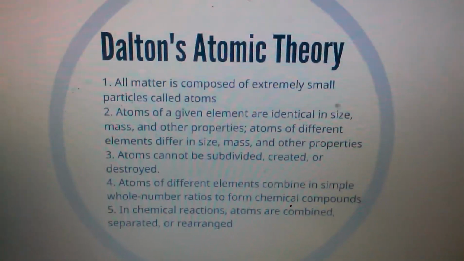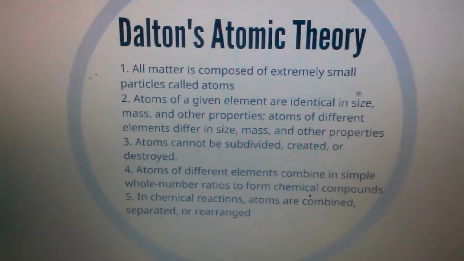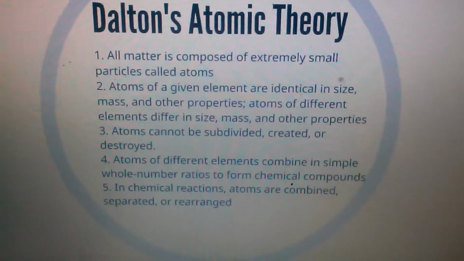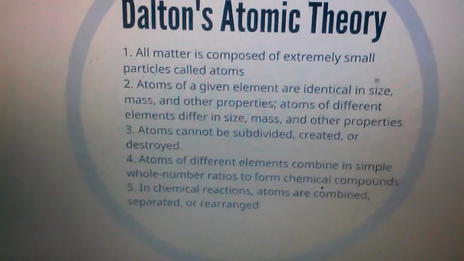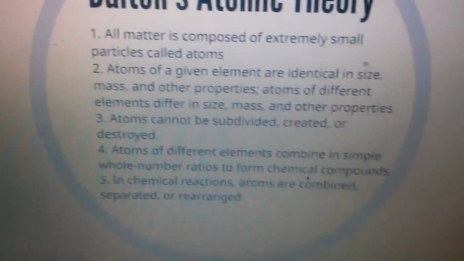Atomic theory. And there's 5 steps to this, and here's what Dalton proposed. He said all matter is composed of extremely small particles called atoms. And in the second step, he said these atoms are in elements, and they're identical in size, mass, and other properties, and atoms of different elements differ in size, mass, and other properties.